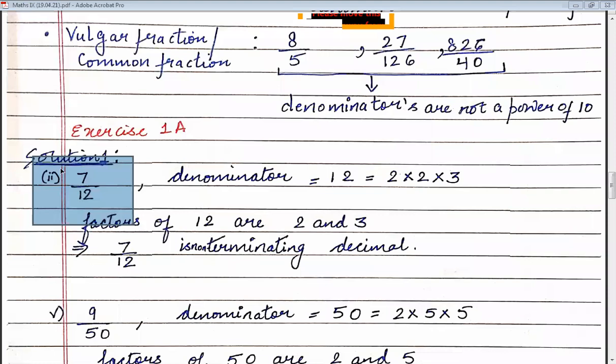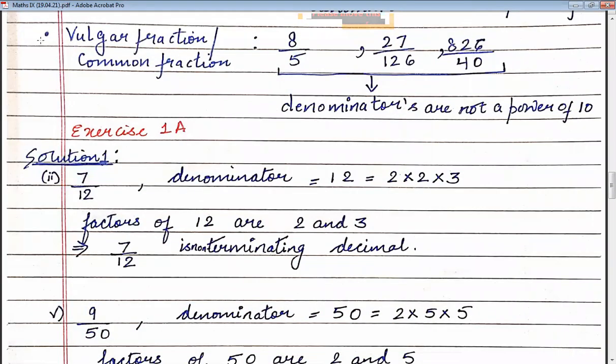Let's move on to our second part, that is 9 upon 50. Now children, can you tell me which is your denominator here?